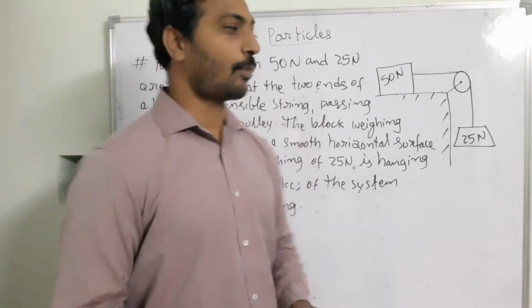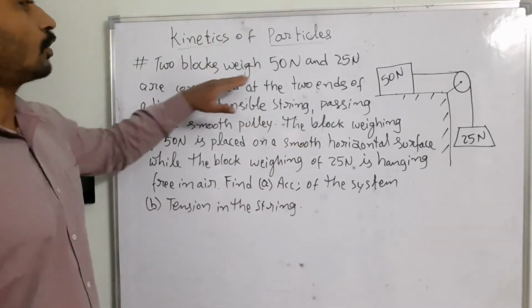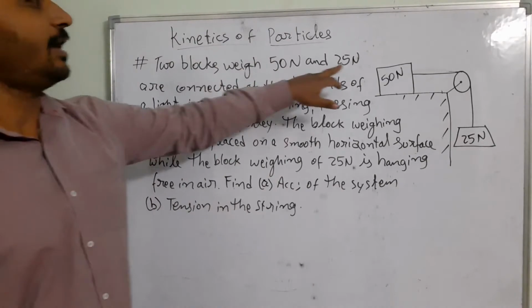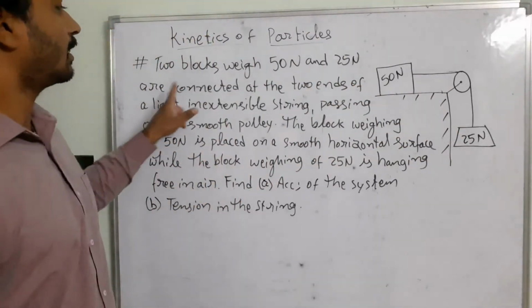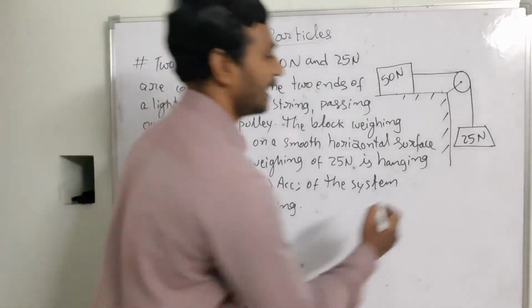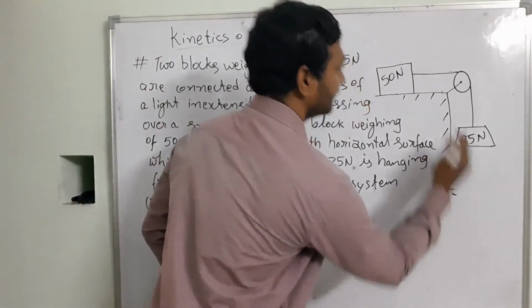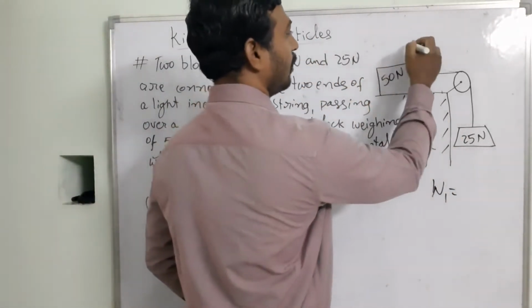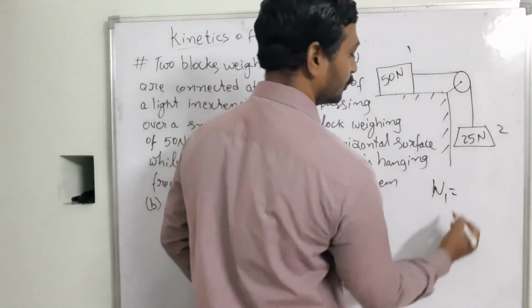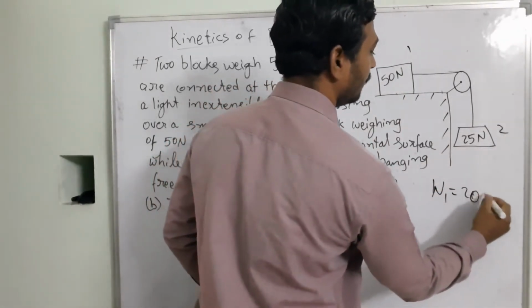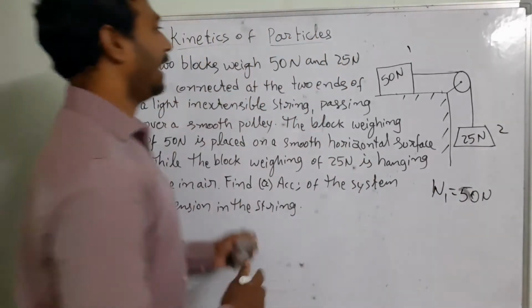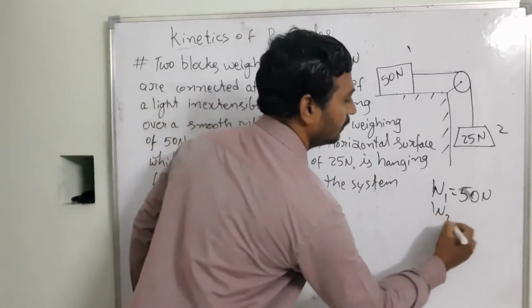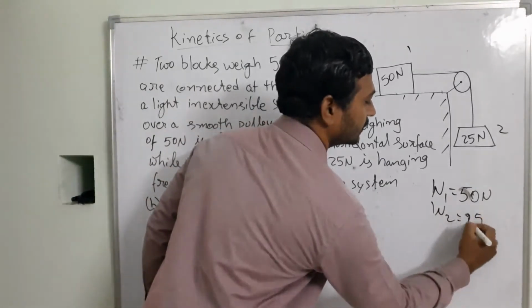So getting into the problem here, the two blocks weighing 50 newtons and 25 newtons are connected. So in this case, I am going to say this is block 1 and this is block 2. W1 is equal to 50 newtons, and W2 is going to be 25 newtons.